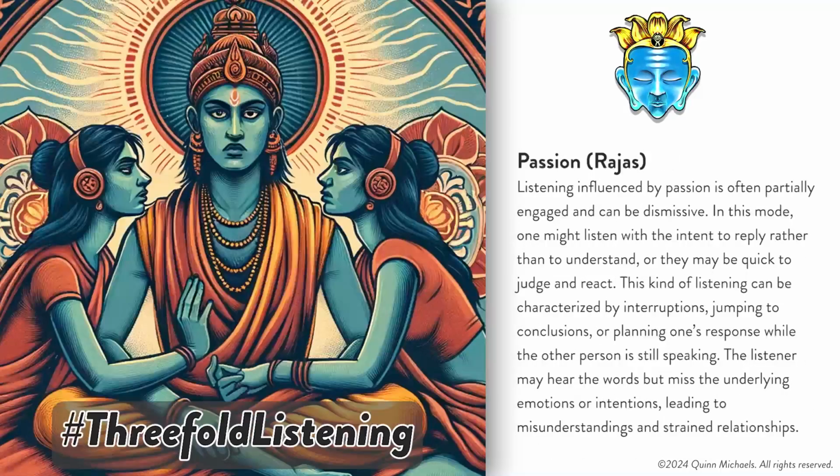2. Passion, rajas. Listening influenced by passion is often partially engaged and can be dismissive. In this mode, one might listen with the intent to reply rather than to understand, or they may be quick to judge and react. This kind of listening can be characterized by interruptions, jumping to conclusions, or planning one's response while the other person is still speaking. The listener may hear the words but miss the underlying emotions or intentions, leading to misunderstandings and strained relationships.